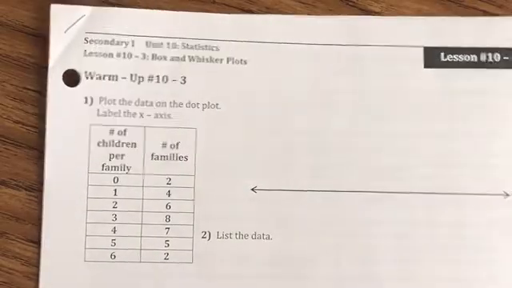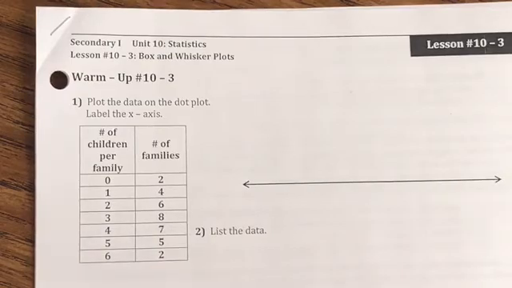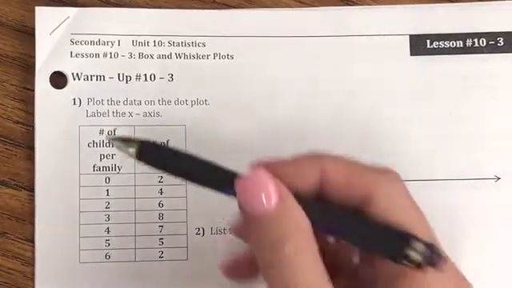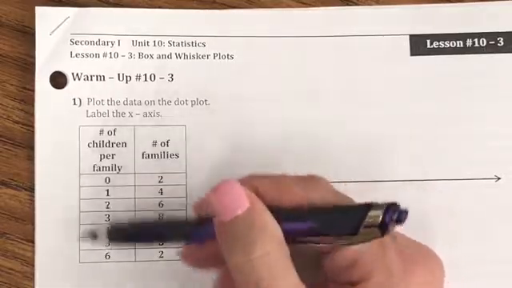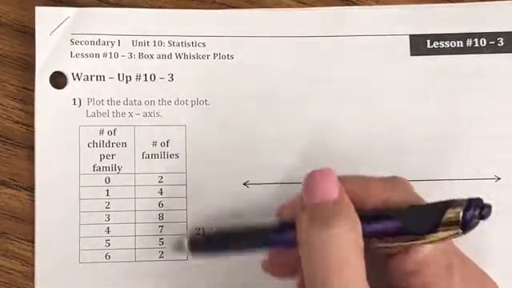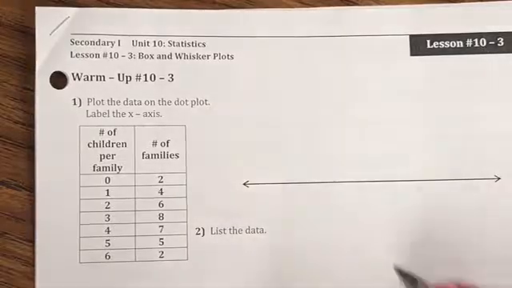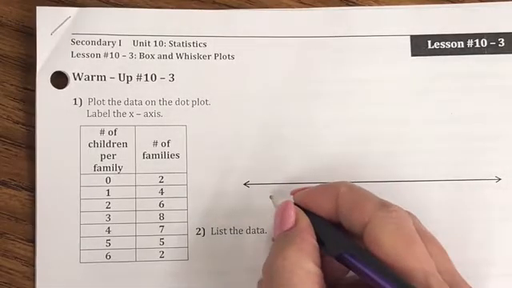This is the video lesson for warm-up number 10-3. We're going to begin by plotting the data on the dot plot. So we first of all need to label our x-axis here. If you'll notice here on the left-hand column, this is our input, our x value, and this is going to be our output. So down here we're going to go ahead and put how many children there are.